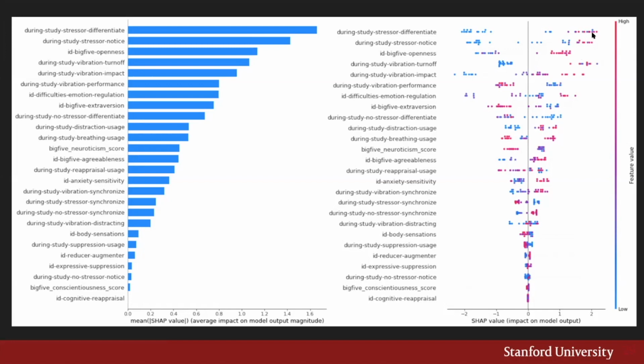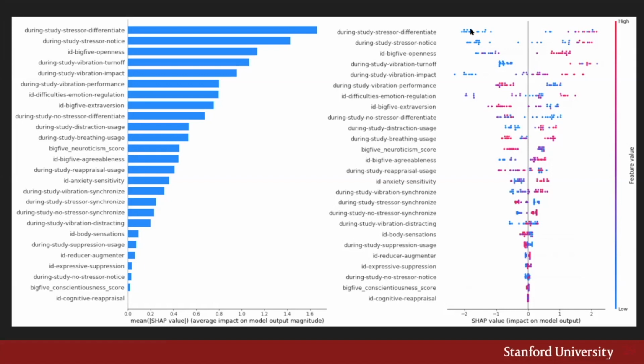So these are the people who had a harder time differentiating between the vibrations. Now let's look at the x-axis. These are the Shapley values. The more negative the Shapley values, so the ones that are on the left side of this vertical line, the more that feature contributes to a drop in anxiety for that particular participant.